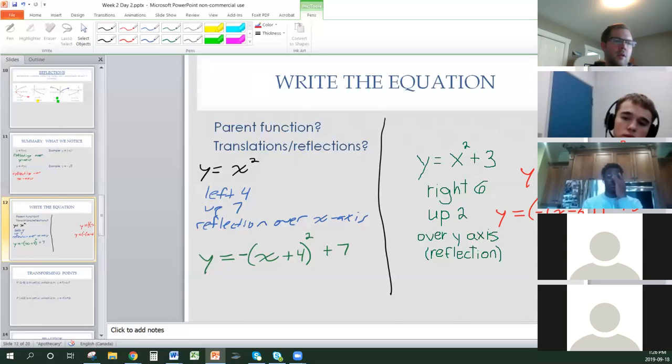Okay. So because the reflection is over the y-axis, it needs to be on the inside of the brackets. However, as I mentioned to you just a few seconds ago, it cannot be directly beside the x like this. And I'll explain next class why that is. Okay. Does anyone have any questions about this?